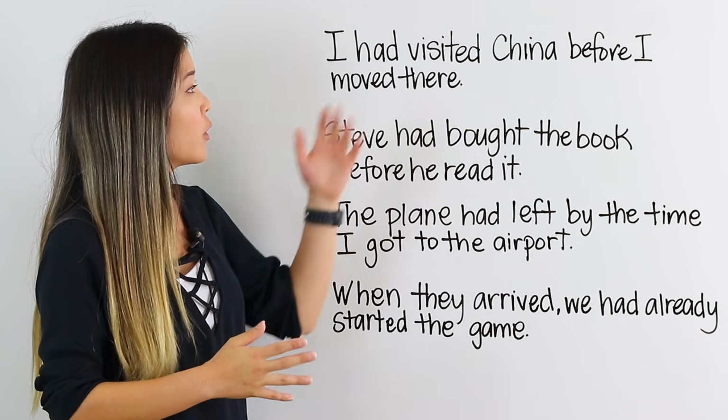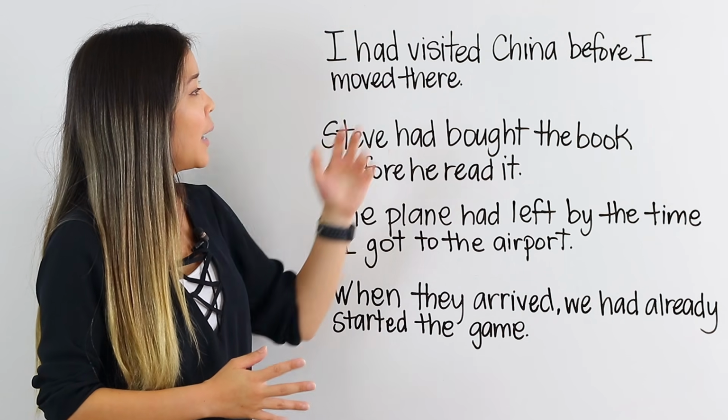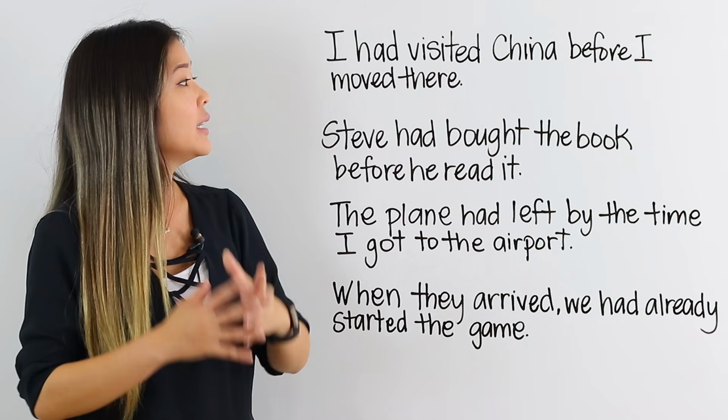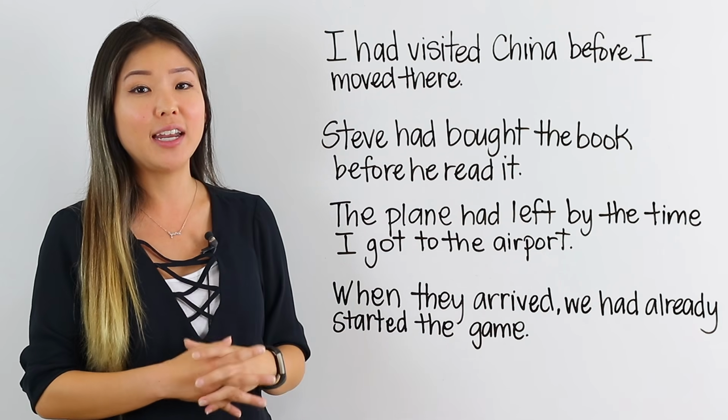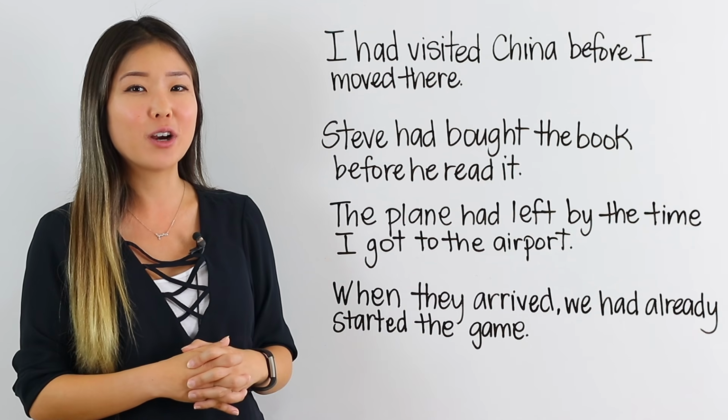So again, for the first example, before I moved there, that happened later. Before that, I had already visited China. Do you understand how that works?